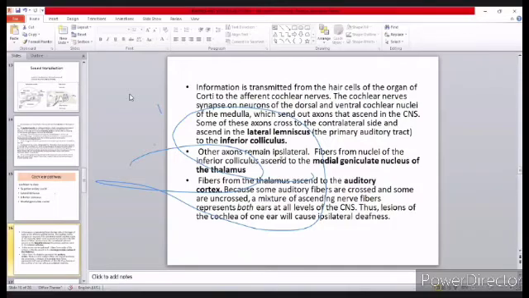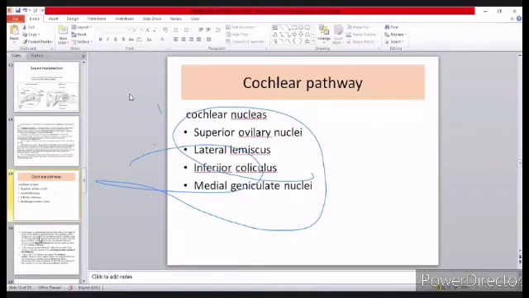Other axons remain ipsilateral. Ipsilateral just means straight up. They will remain straight up, and fibers from the nucleus of the inferior colliculus ascend to the medial geniculate nucleus of the thalamus. So we have about 4 of these where the fibers go. What's the point of this? I would have loved you to memorize this, but what is the point of this?